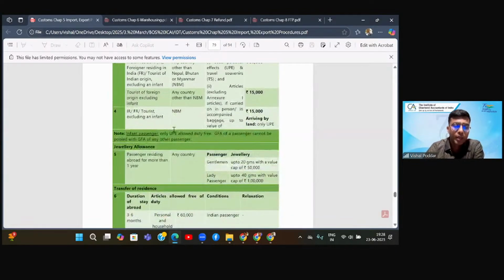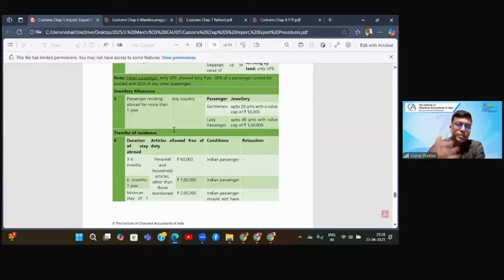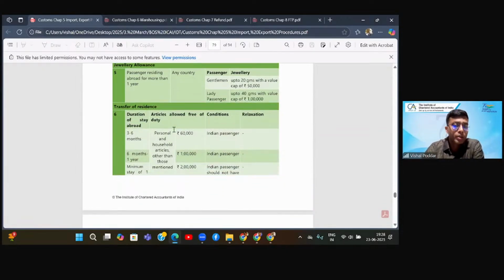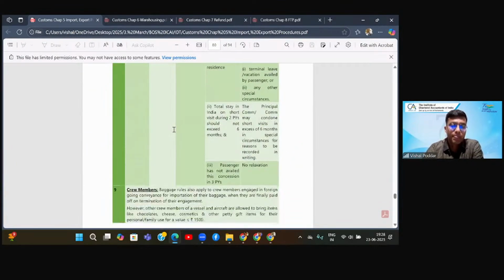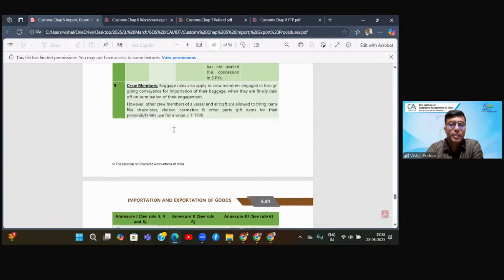So this is the table. I'm just not going through it because it is, you can say, reading out the table only. So I'll request that you all please go through the table so that you'll get to know what the different baggage allowances are for different types of customers. Customer means passengers.